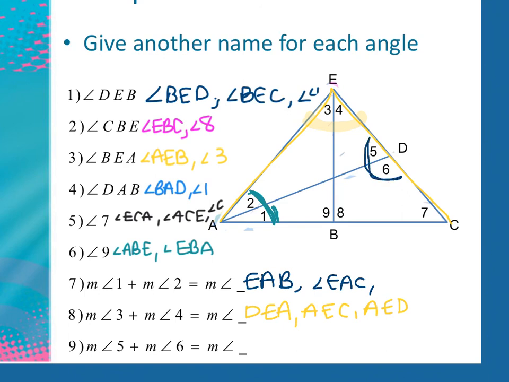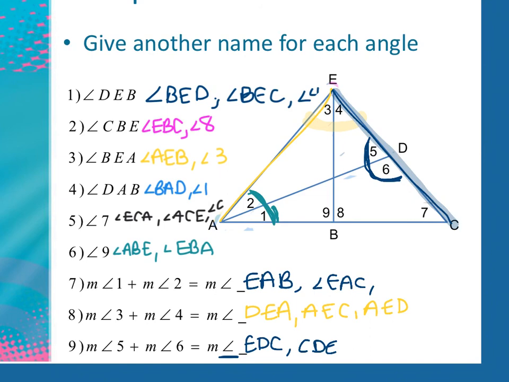Okay, and then the last one is 5 and 6. 5 and 6 is here. What can I call that? That's that whole line. What's true about that? It's a straight angle. I already know the angle measurement there, which is what? 180 degrees. So I could do 180 degrees actually, right? If I wanted to know the measurement. But this is saying give me the measure with an angle name. So EDC works or CDE.